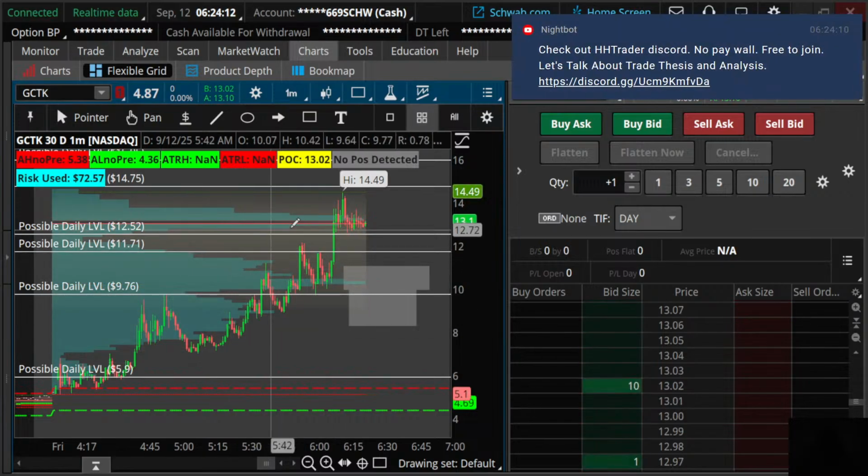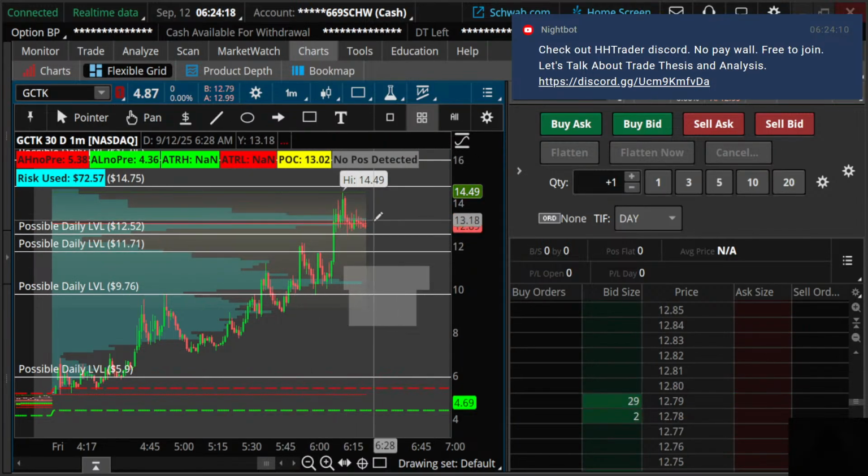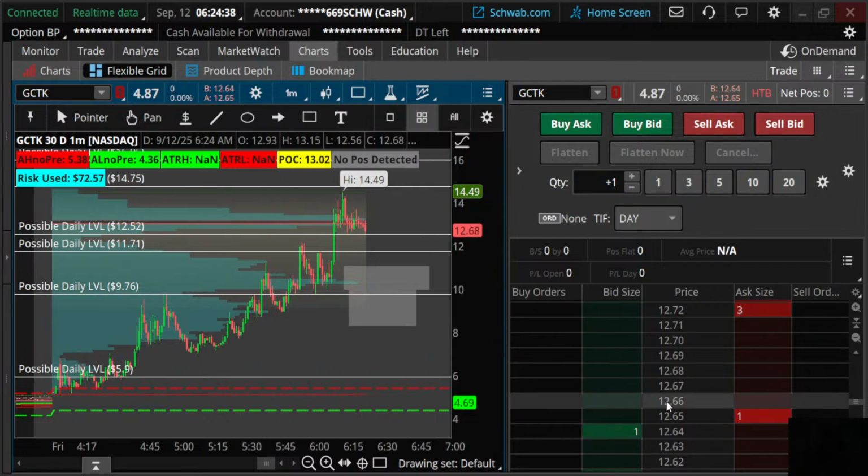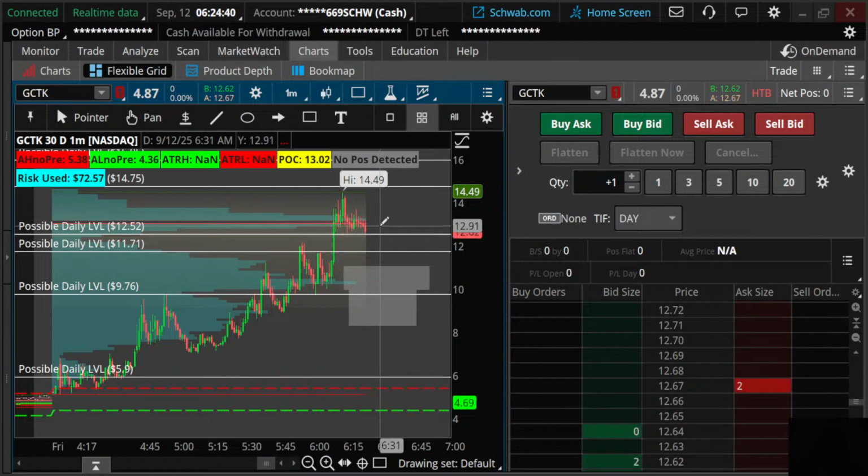There it is. So the point of control just moved up there into this level. Point of control is now at 1302. The 1 minute transition up here, but nothing else has changed. So I'm gonna give it a second. Get some more trading, see if it changes the 5 and the other one. $13.02.